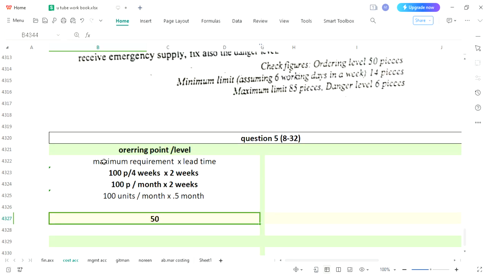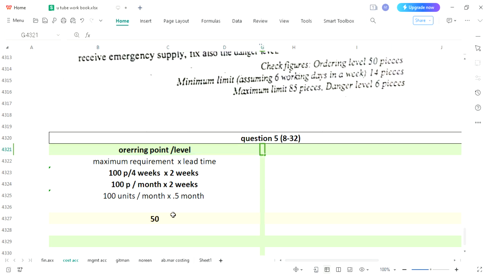And in the first option, what you have done is both inputs were changed into months: 100 units per month, 0.5 months. In this way you have calculated the answer. So the ordering point was calculated, and this calculation we have made with two alternative options, and with both options we have got the same answer. First requirement has been completed.